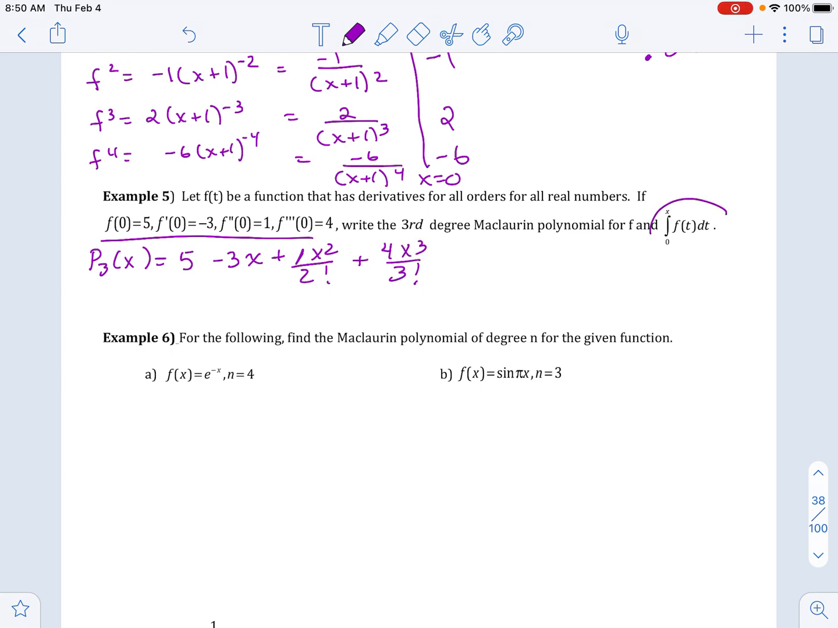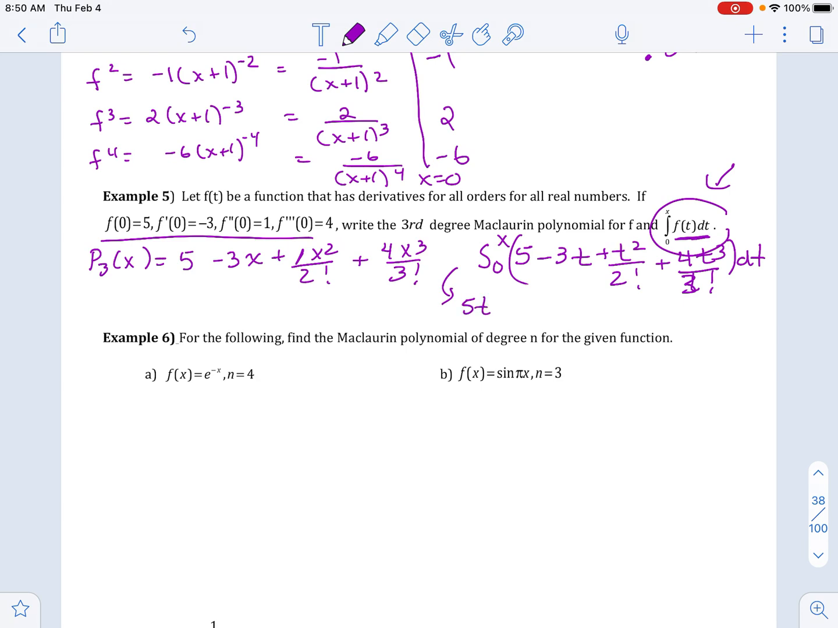Now, then it says to use that polynomial to approximate this antiderivative. So I'm going to integrate the function from 0 to x, and notice here it says to use f of t. So instead of using x's, I want to use t's for my equation. Over 2 factorial plus 4t cubed over 3 factorial, and all in terms of dt. And I'm going to go ahead and integrate this.